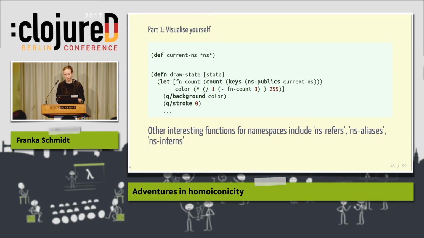Other interesting functions you could use for namespace evaluation include ns-refers, aliases, ns-interns. And of course, you can also go in a completely different direction. This was an easy, nice way to start. But you could also think about visualizing your abstract syntax tree in a more sophisticated way.